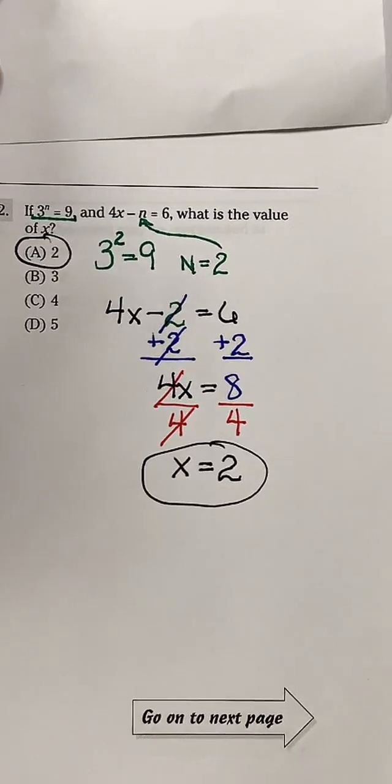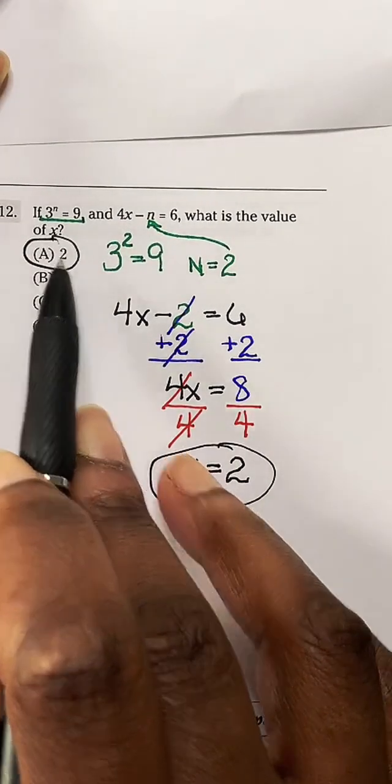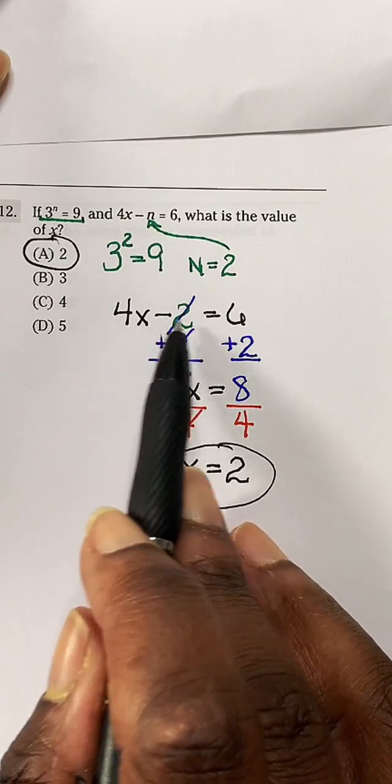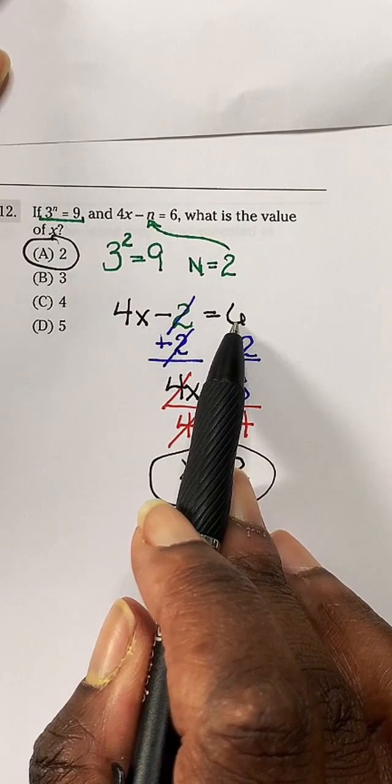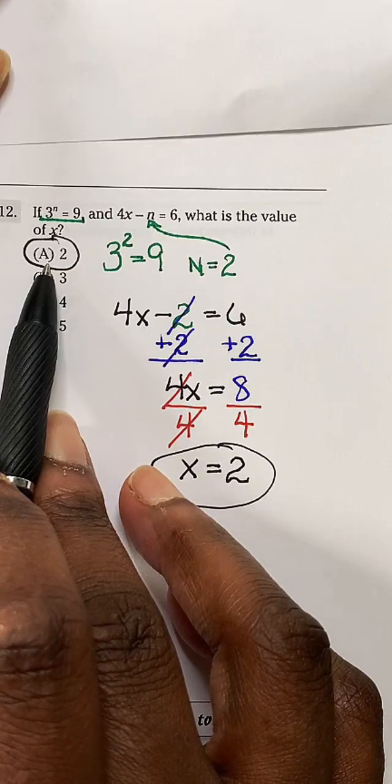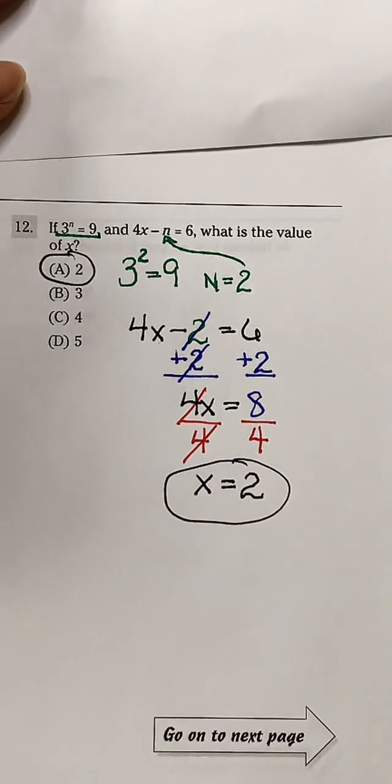Now, if you wanted to do the substitution, you could plug the 2 in for the x. So 4 times 2 gives you 8. Minus 2, it does give you 6. Awesome. It worked. Circle it, bubble it, click it. Move on to the next problem.